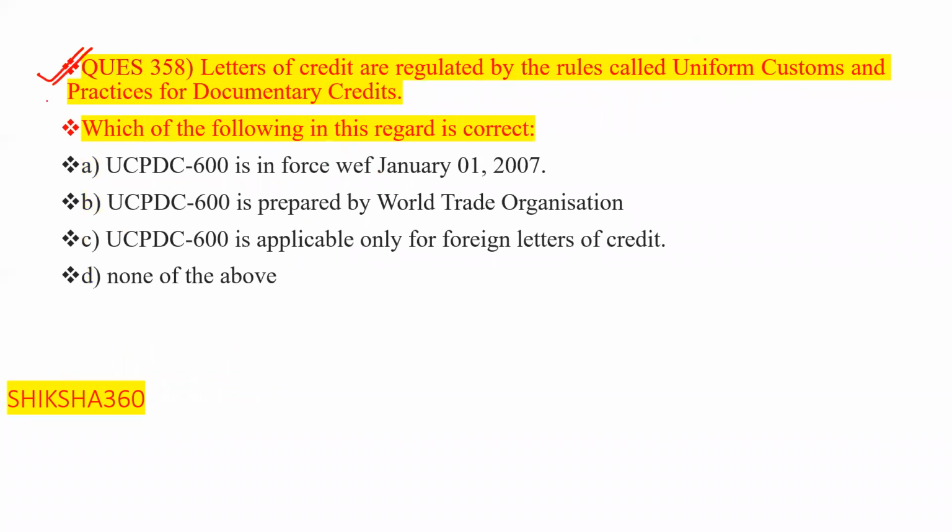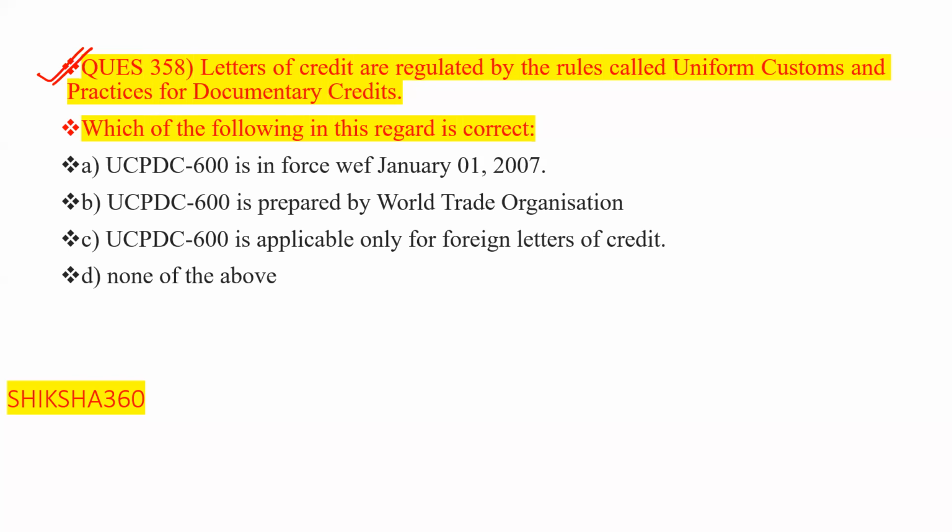Now move to question number 358. Letters of credit are regulated by the rules called Uniform Customs and Practices for Documentary Credits. So which of the following in this regard is correct?